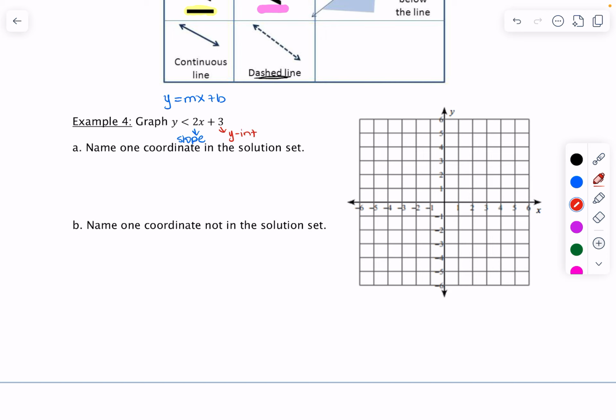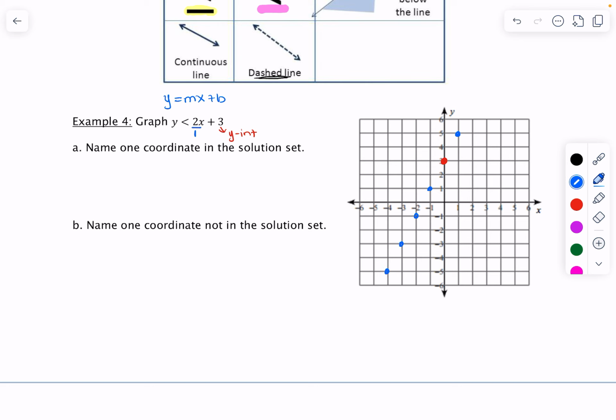So I'm going to go to my coordinate grid, and I'm going to plot that y-intercept at 3. Remembering that this is the same thing as 2 over 1, I'm going to go up 2 over 1 to the right because I want my line to be positive. And I'm going to keep making points that are up or down 2, left or right 1.